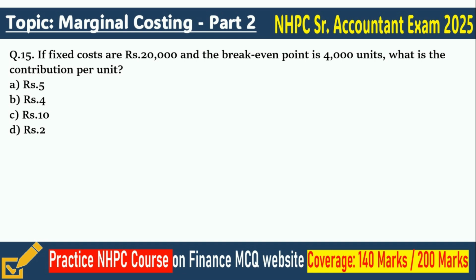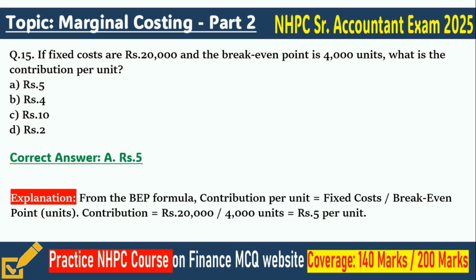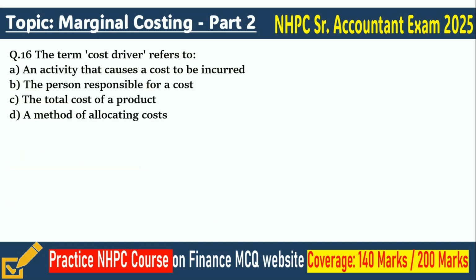So, friends, break-even point in terms of unit will be fixed cost upon contribution per unit. So, friends, in the formula we have fixed cost as well as break-even points. So, contribution per unit we will get by dividing fixed cost and break-even points. So, that is 20,000 divided by 4. That is option A, rupees 5. Moving on, friends, next question.